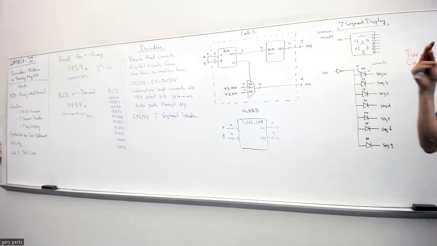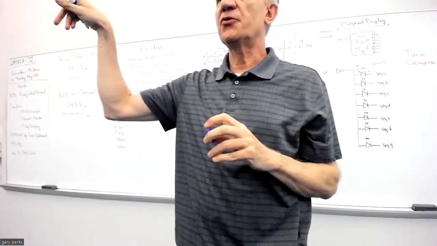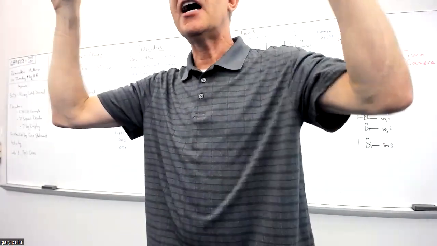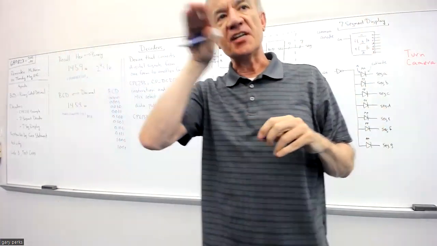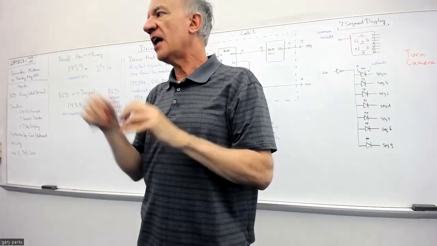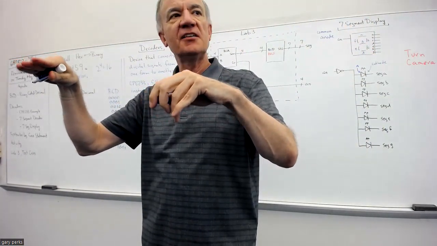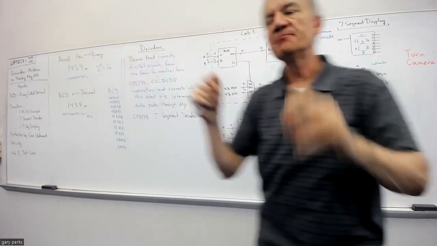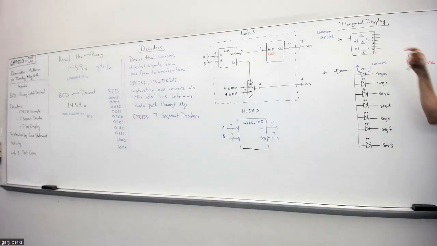Now, the other thing is, in order to get current to flow through something, you need to have a difference in voltage. And it's the current that flows through a diode that makes it light. If you don't have any current through an LED, it's not going to light.